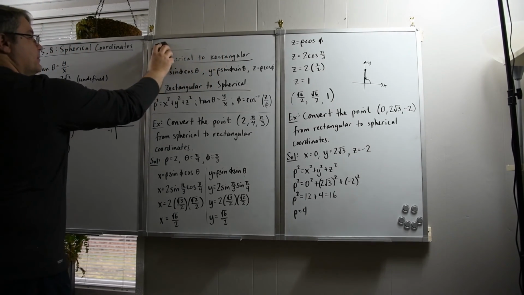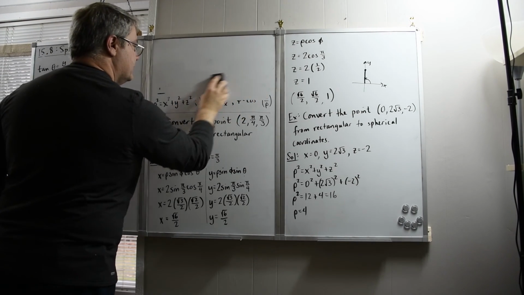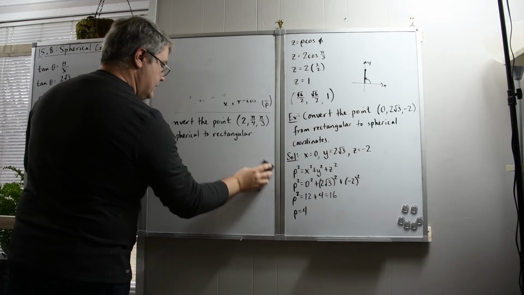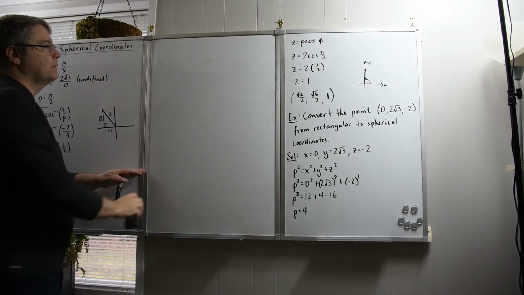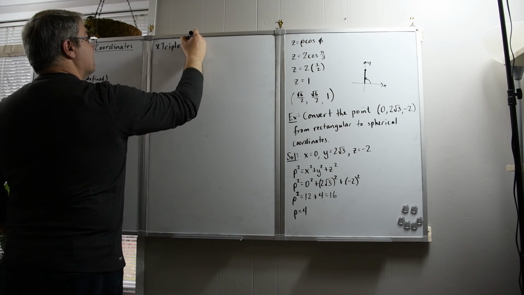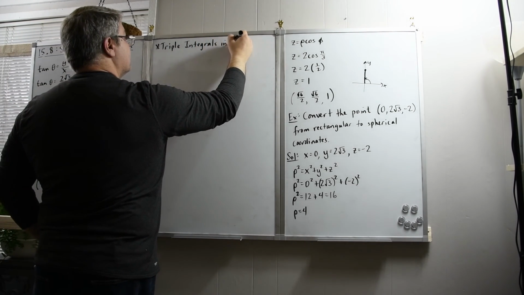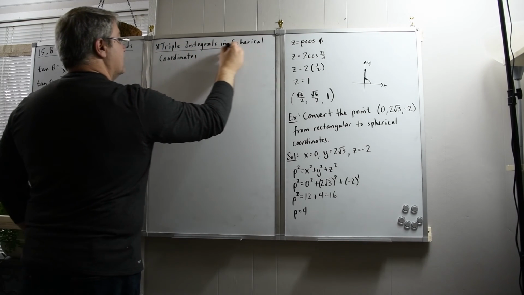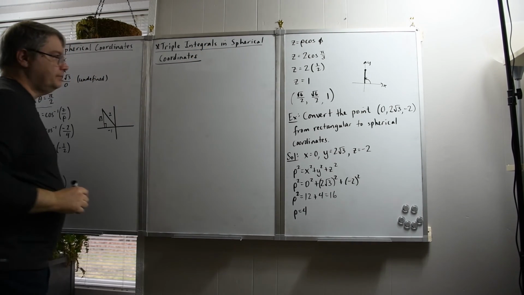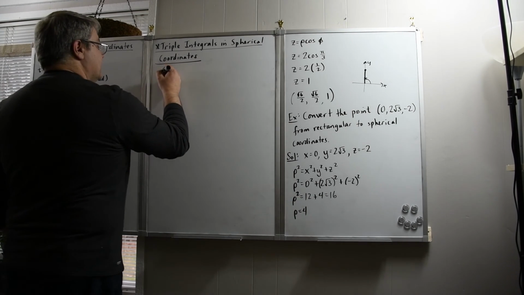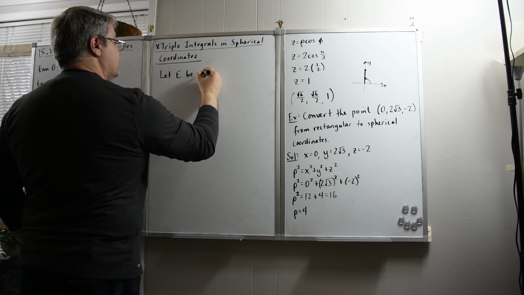Alright, so just like in the previous section, we took a look at conversions, but at some point, of course, we have to move on to taking a look at triple integrals. Alright, so let's suppose that we have some sort of spherical wedge. So we're going to let E be a spherical wedge.